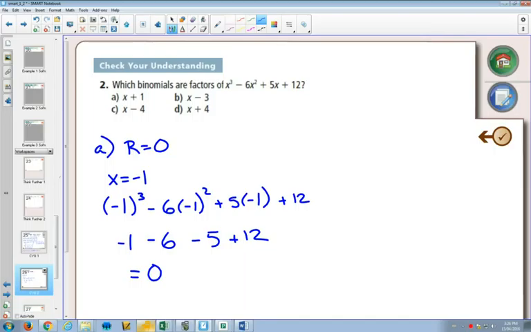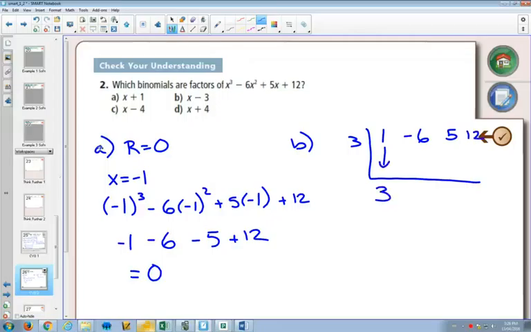But if I'm looking at B, C, and D, where I'm plugging in 4s and 3s, those numbers might get really big. So in B, I might decide, in this one, I'm going to try my synthetic division. 1, -6, 5, 12. Bring down the 1. And in part B, I get a remainder of 0 as well. So I've now found out that this one and this one are factors.